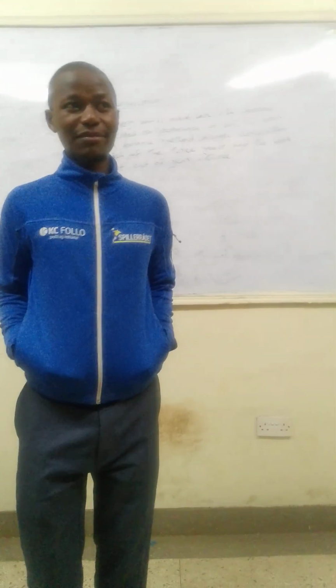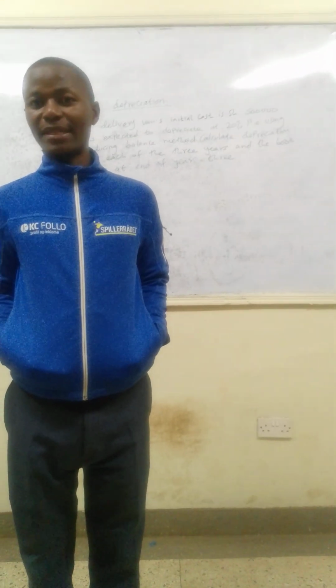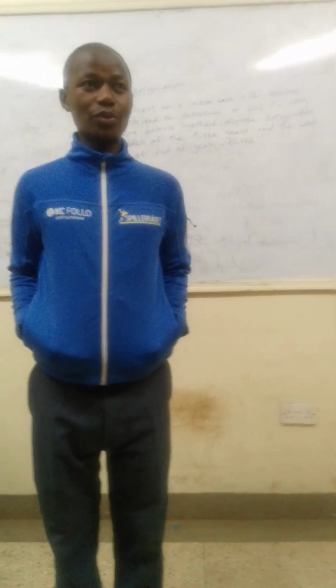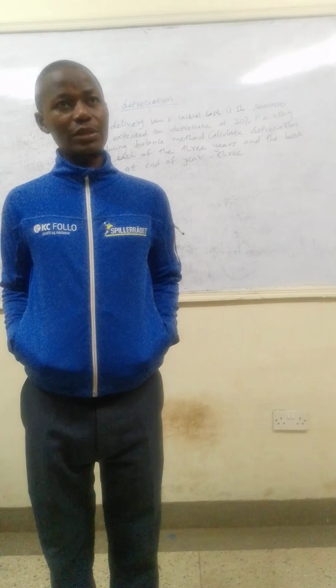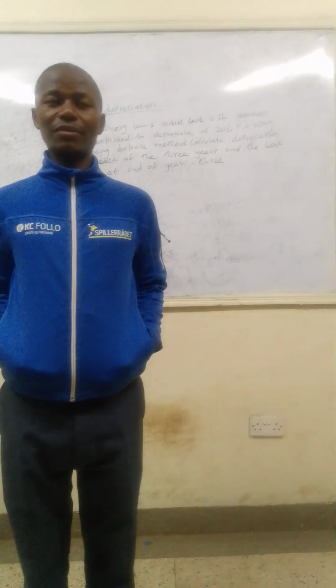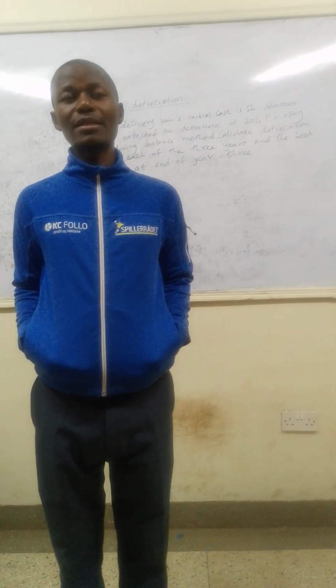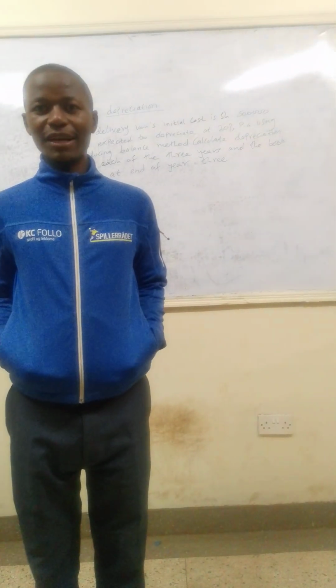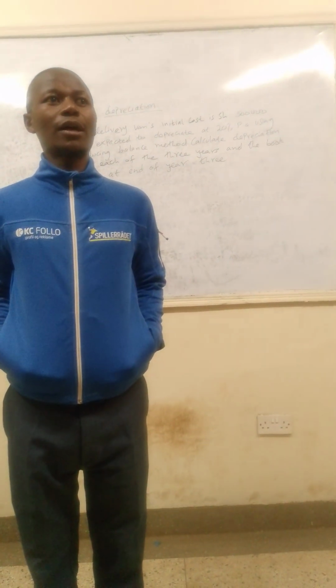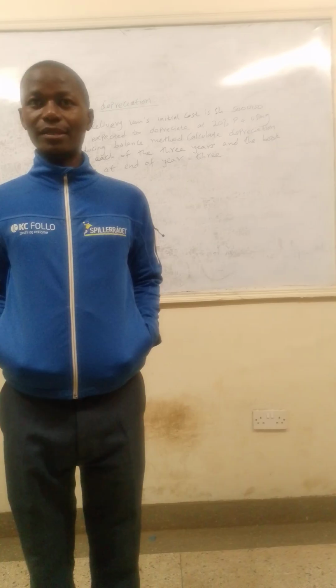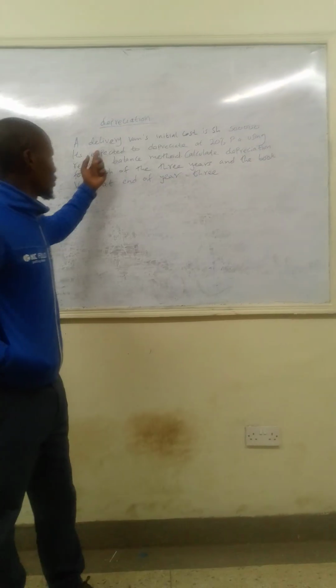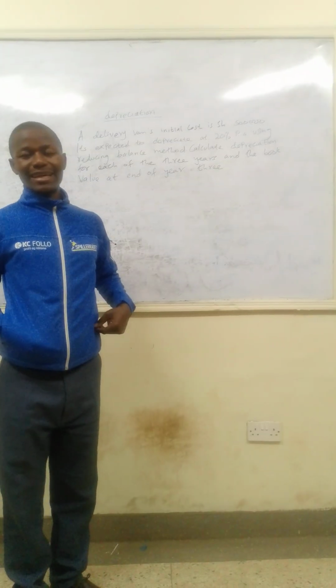Gentlemen, for the love of mathematics, today we are going to do what we call depreciation. So basically, when we are talking of depreciation, it simply means the loss in value of an asset over its useful economic life. Depreciation is brought about by what we call wear and tear.